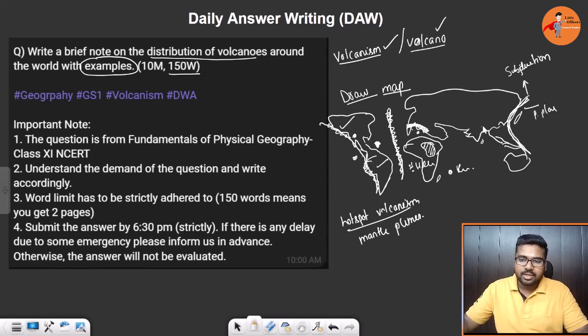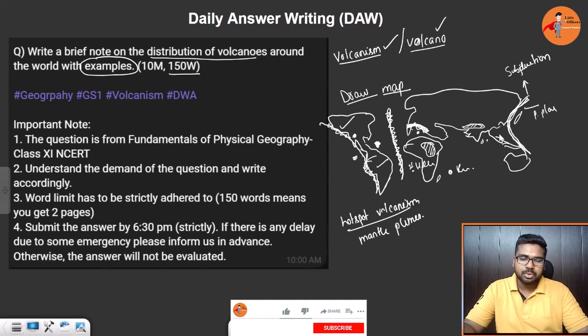But you don't find volcanism in the region of the Himalayan belt, because this is a continental convergence. And one or two examples from India as well, like Narcondam and Barren Island. This is sufficient. And then give some examples of recent eruptions if you have.